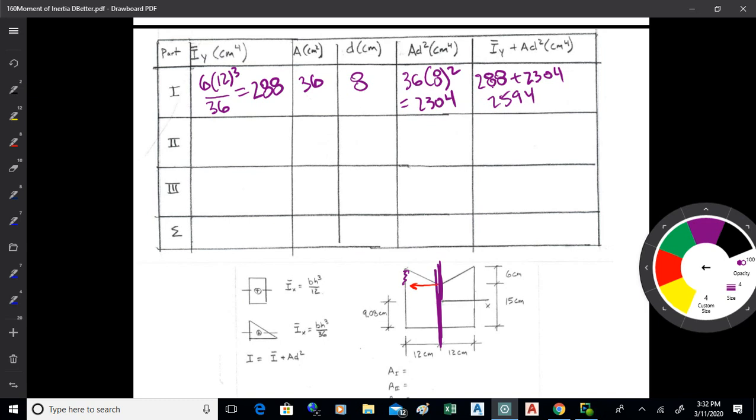Yeah, I get another 2,594, and then another BHQ number 12. What's the offset for the rectangle? Yeah, it ain't much, it's 0.